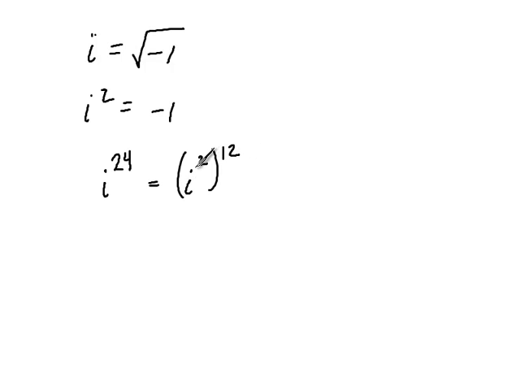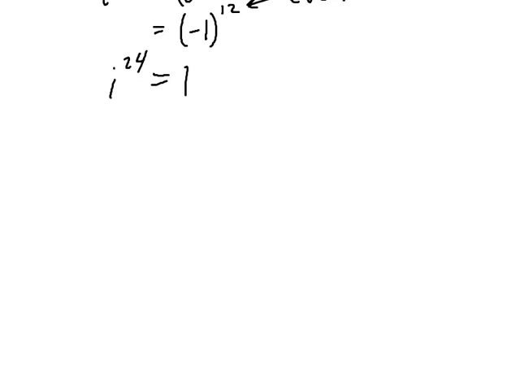Remember that you multiply powers like this. So 2 times 12 is 24, so you get exactly what you wanted. And then i squared is negative 1. So this is negative 1 to the 12th. And since 12 is even, right, then that means that this is going to be positive. So this is 1. So i to the 24th is 1.